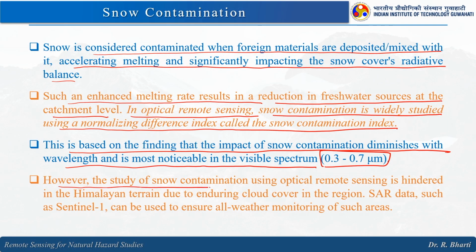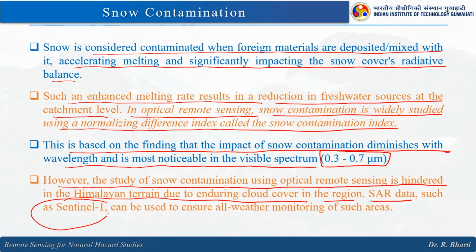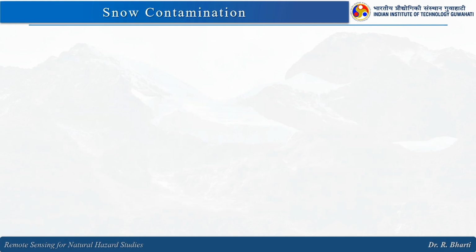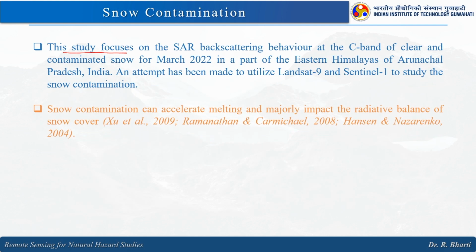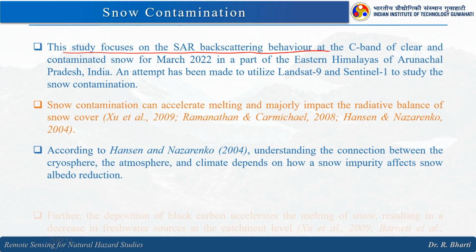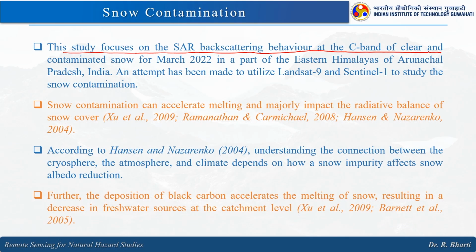However, the study of snow contamination using optical remote sensing is hindered in the Himalayan terrain due to enduring cloud cover in the region. That is why we have explored the potential of SAR data in such studies, and here we have used the Sentinel-1 data set because it has the capability to measure in all weather conditions. So, this particular study focuses on the SAR backscattering behavior at the C band of clear and contaminated snow for March 2022 in a part of the eastern Himalayas of Arunachal Pradesh, India.